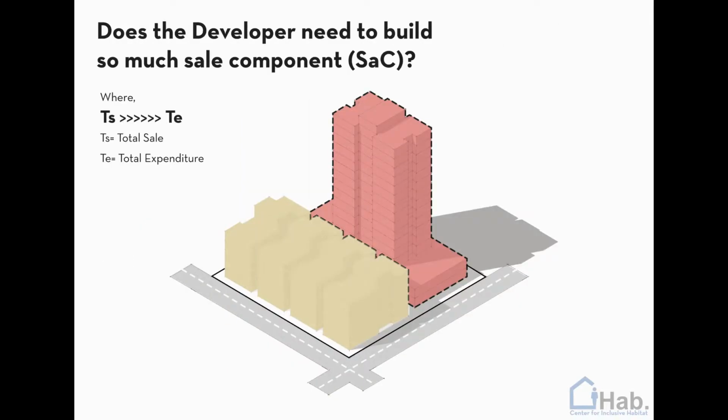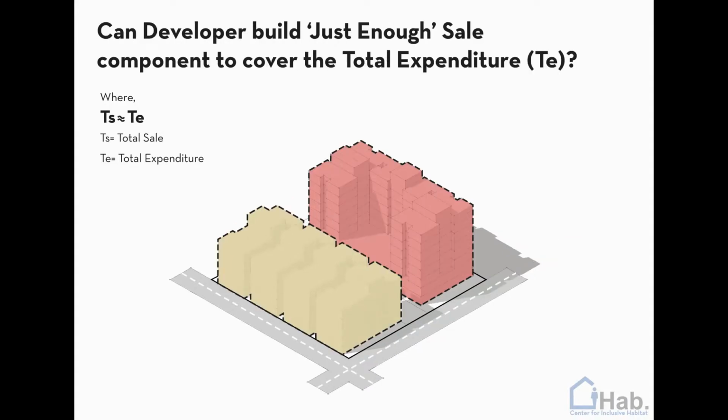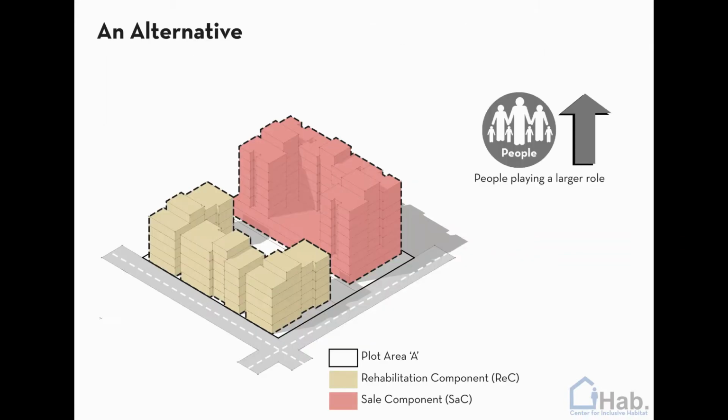But does the developer need to build so much sale component where the total sale is much more than the total expenditure? Maybe not. Ideally, he must build only as many sale units as are required to be sold on the market to cover the total expenditure. This is the alternative that we spoke about earlier.